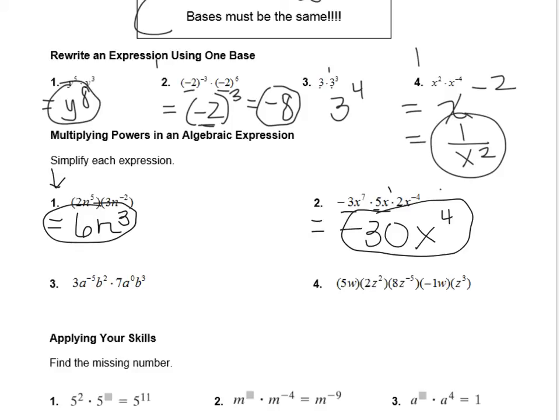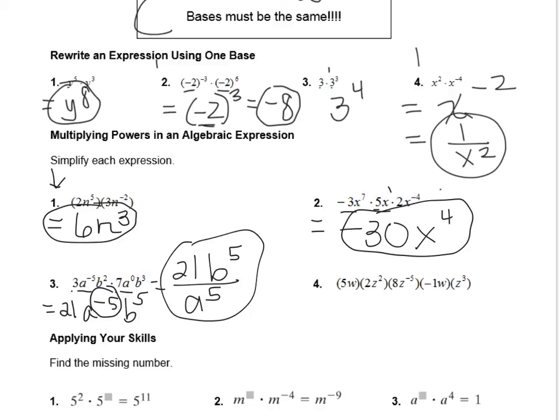For the next one, you're going to multiply 3 times 7, because those are coefficients. You get 21. Then you're going to do a to the -5th times a to the 0. Well, -5 plus 0, you end up with just a to the -5th. And b squared times b to the 3rd is b to the 5th. So the 21 stays up top. Your a to the 5th has to come down in the bottom because it has a negative exponent, and b to the 5th is a positive exponent. It stays up top.